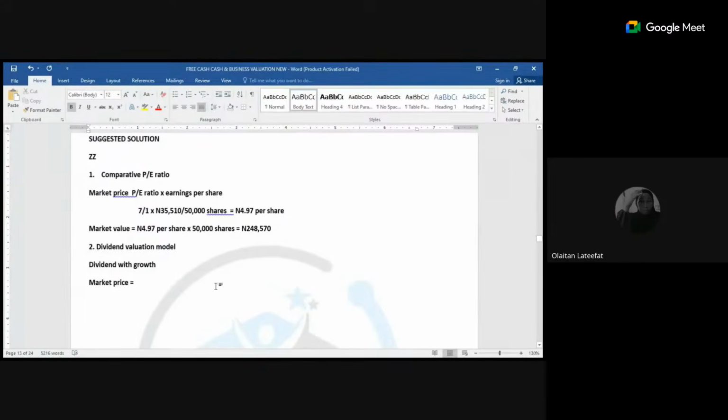D0 bracket 1 plus g over Ke minus g. D0, 1 plus growth rate, yes, over Ke minus g. Okay, let me just copy this.